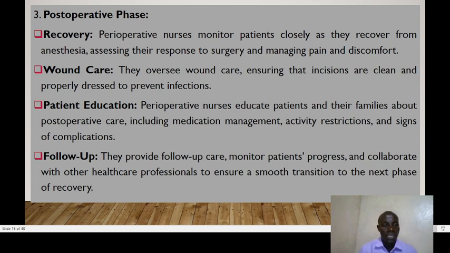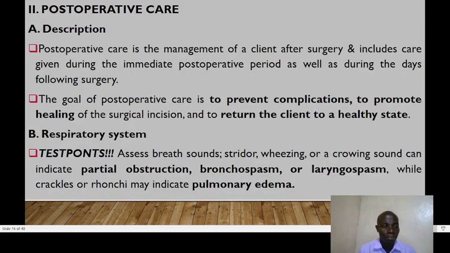Guys, a link will be popping up on the wound care and types of wound healing and how that happens. Next, we have patient education as an RN. We need to educate our patients and families about the post-operative care, including the medication management, activity restrictions, and any signs of complications thereafter, so that the patient could report on time. Also, on follow-up, we need to provide follow-up care. We need to monitor the patient's progress and collaborate with other healthcare professionals to ensure a smooth transition to the next phase of recovery.